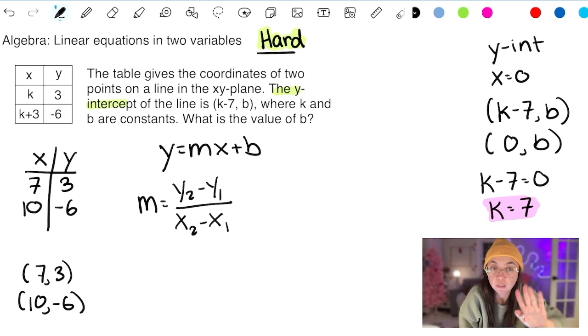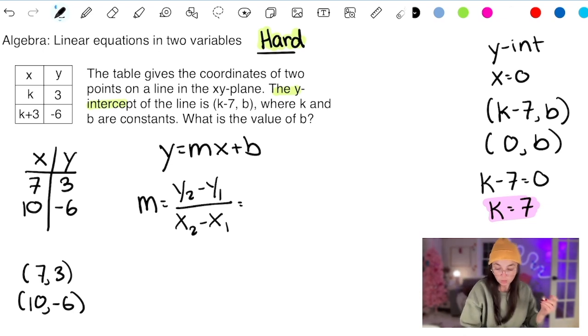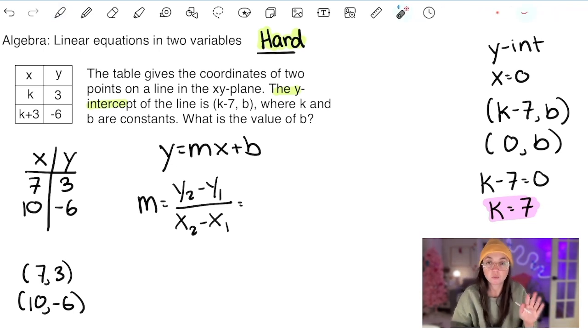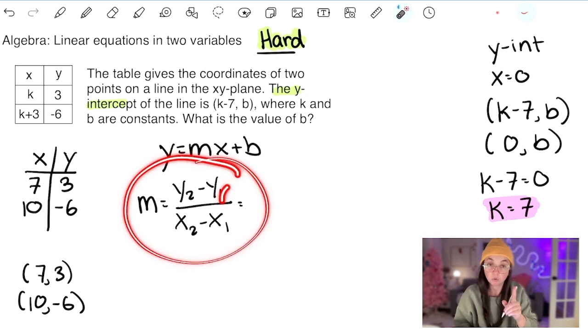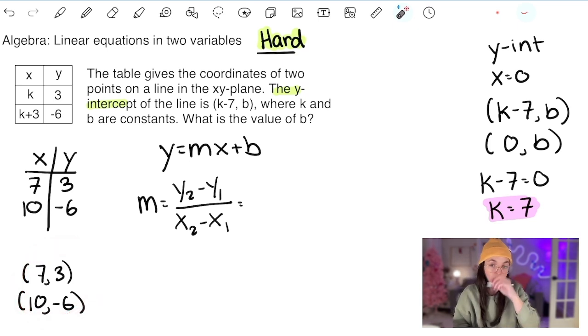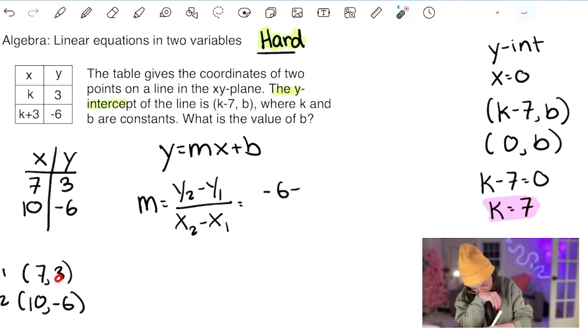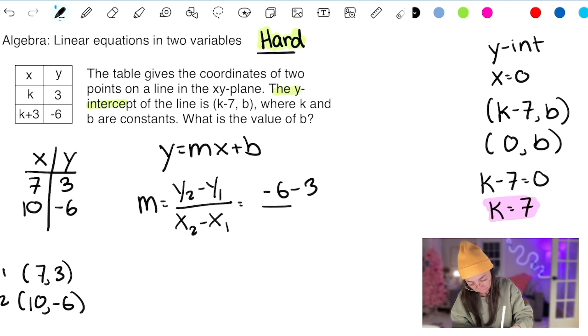This equation, in my opinion, you should memorize, okay? It's really important to memorize this one for the test. The way this works, and if you guys want me to do a slower video talking about this equation because it's a really important equation, let me know and I'll do that. But we're just going to pull the points from our coordinates. So y2, we can pick either one to be 1 or 2. Let's do this point 1 and this point 2. So for y2, we're going to have negative 6 minus y1, which is going to be 3, over x2, which is going to be 10, minus x1, which is going to be 7.